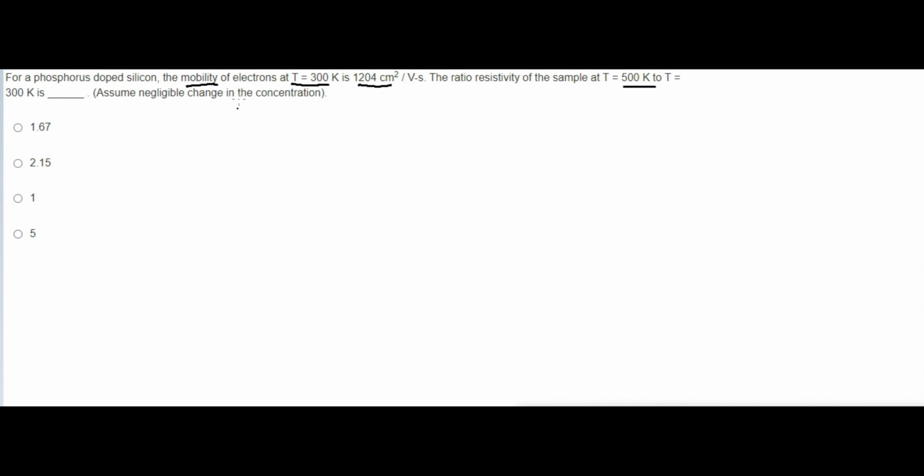Right? So what they ask is the ratio of resistivity from 500 K to 300 K. What is the ratio? That is the one they have asked. So I give the solution here.